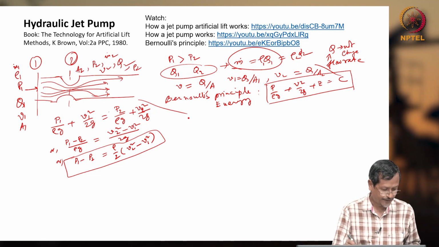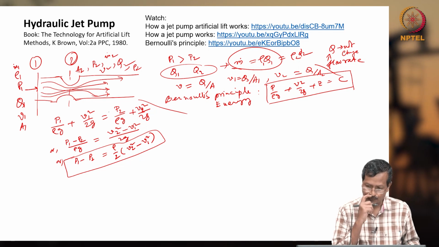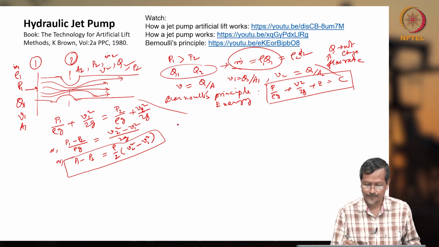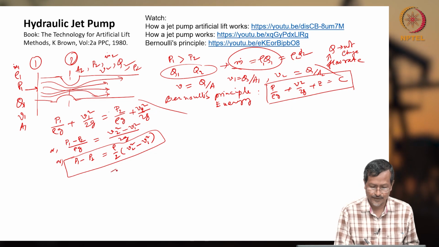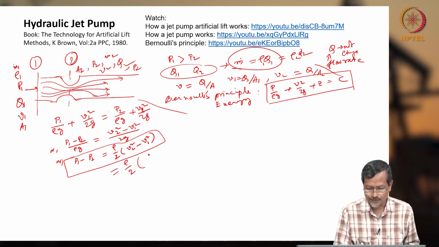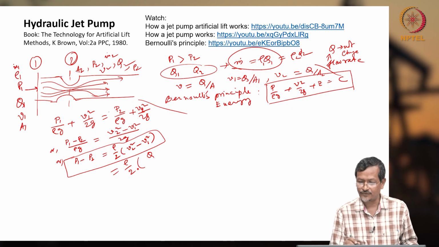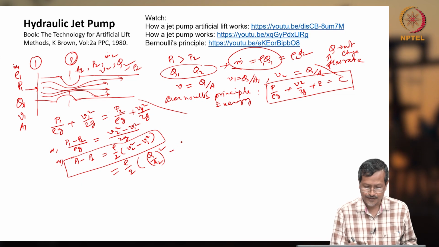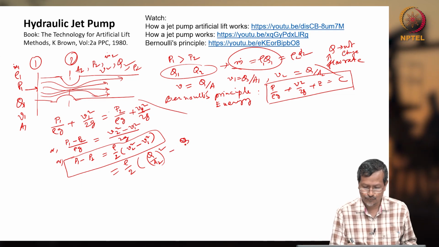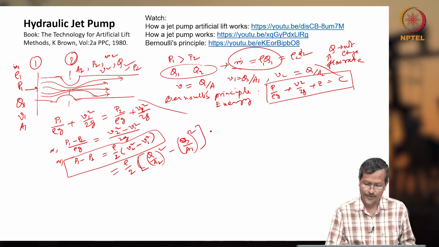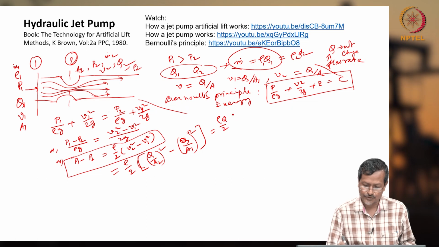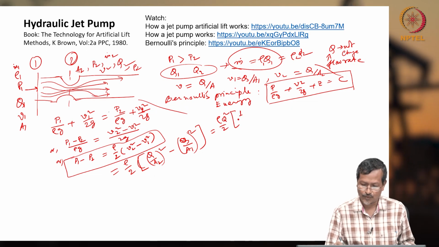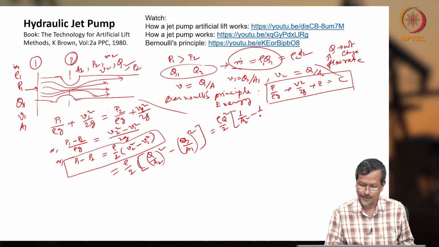So theoretical flow rate Q, V equals Q. Now you can see rho by 2, so V2 equals Q by A2 square minus Q by A1 square. We got rho Q by 2, Q square, actually 1 by A2 square minus 1 by A1 square. We got this one.